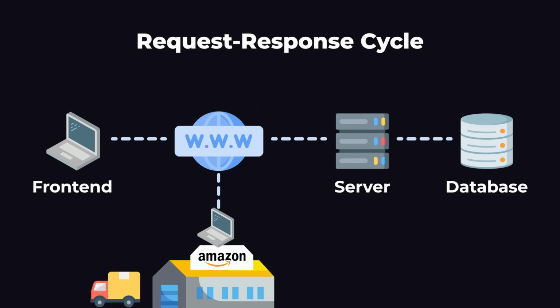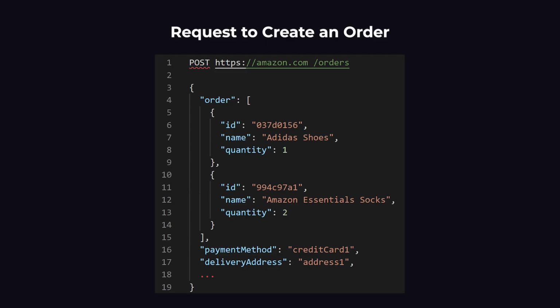Now that we've seen the overall flow, we're going to dive deeper and take a look at what's inside a request. Here's a simplified example of a request to create an Amazon order. If we read over it, we can see that it's actually really easy to understand. We have the items that we ordered, the quantities, and some other information about our Amazon order.